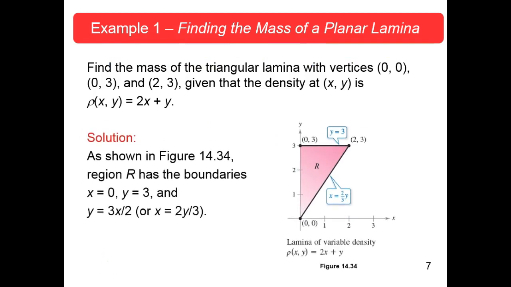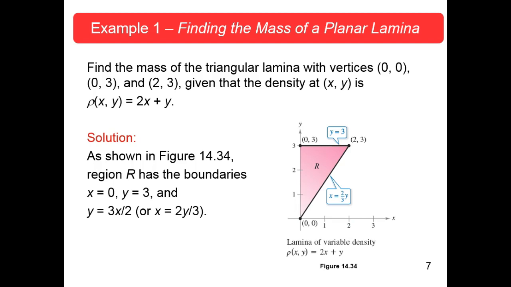As shown here, the region R has boundaries x equals 0. Oh, x equals 0 is the y-axis. y is equal to 3 is the horizontal part of there. And y is equal to 3 halves x, or you could say x equals 2y over 3, 2/3 y. Either one would work. But since I came up with that one first, this minus that is what I chose to do.